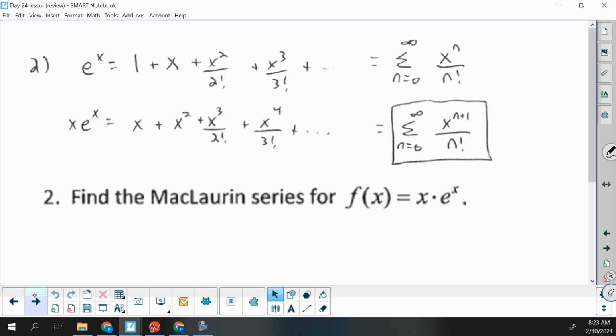Maclaurin, so we know it's centered at 0, so we can think of our nice one. So start with our e to the x, where we have all positives, we have all the powers, all the factorials matching on the bottom. Over on the right, we have then the general series. Well, then we want to just multiply by x. When you multiply by x, x times x to the n is just x to the n plus 1. And we get our series that's in the box there.